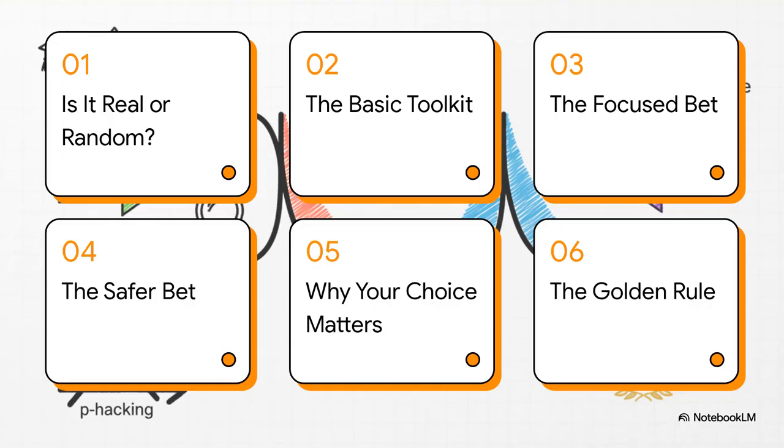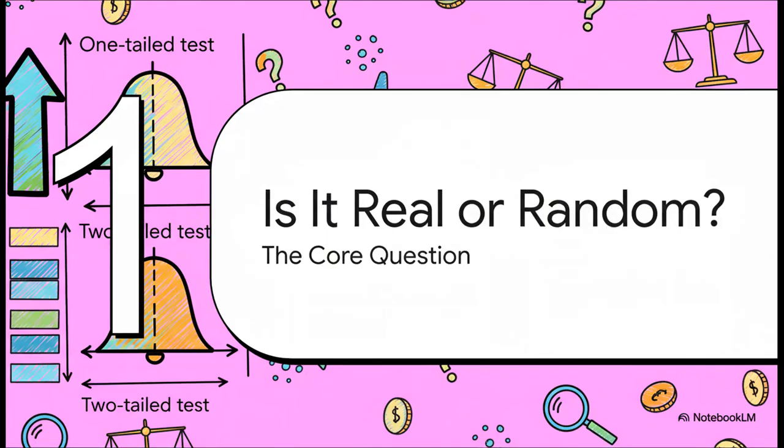So here's our game plan. We're going to start with that big question. Is it real or is it random? Then we'll grab our basic toolkit, which is all about hypotheses. After that, we'll dive into the two big players, the focused bet of the one-tailed test and the safer bet of the two-tailed. Then we'll see why this choice is such a massive deal, and we'll finish with the one golden rule you absolutely have to remember. All right, let's jump right in with that fundamental idea.